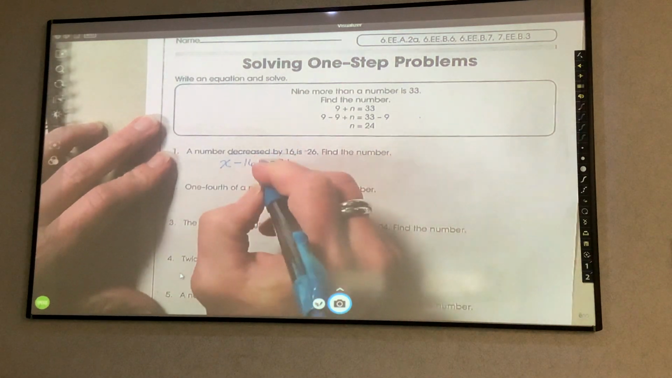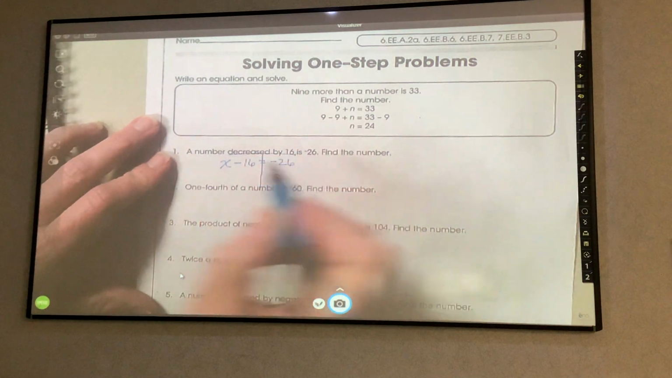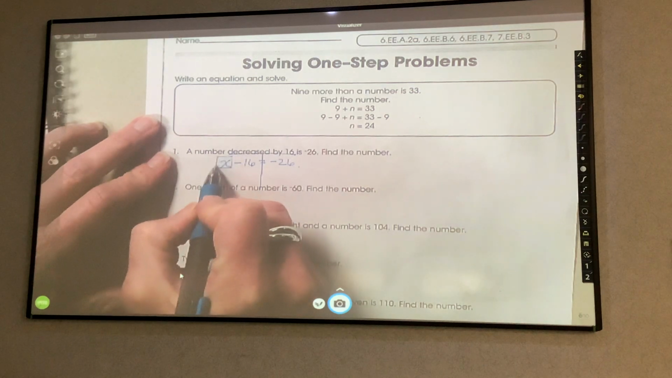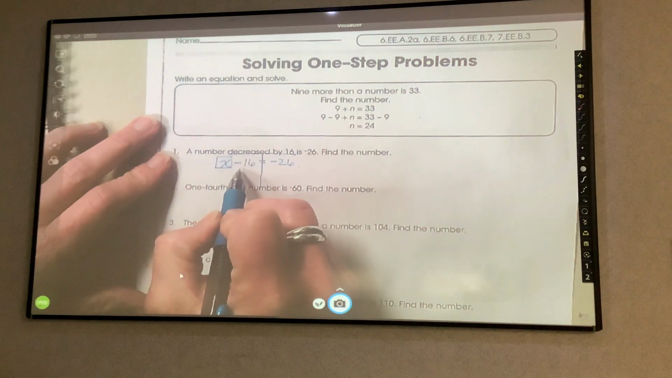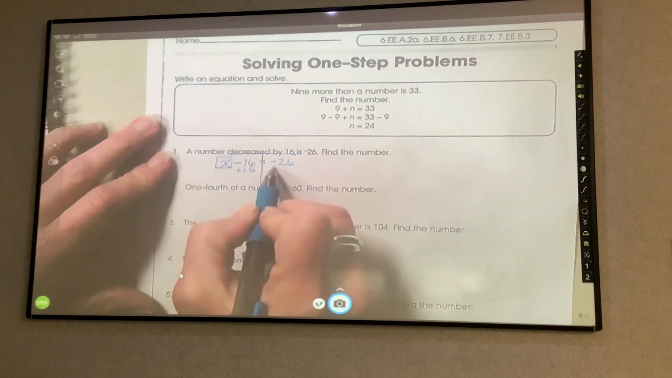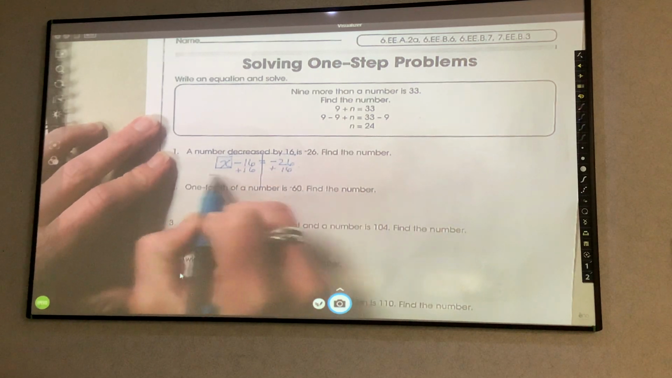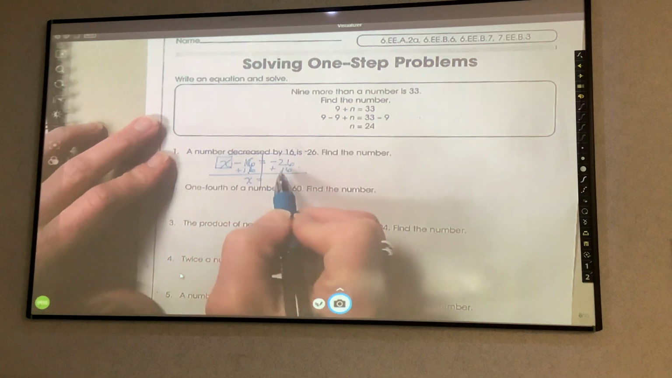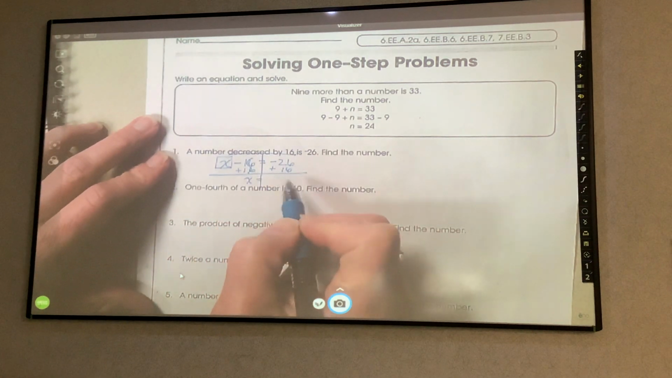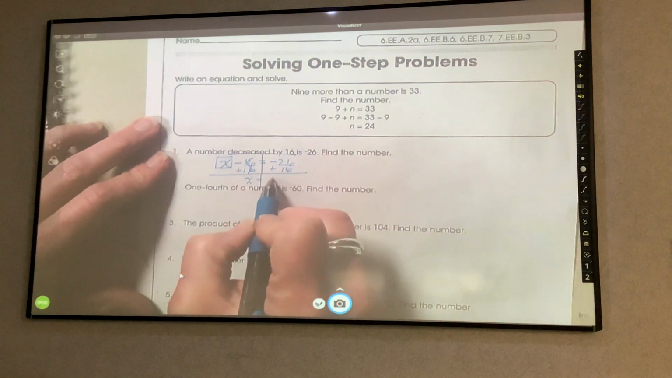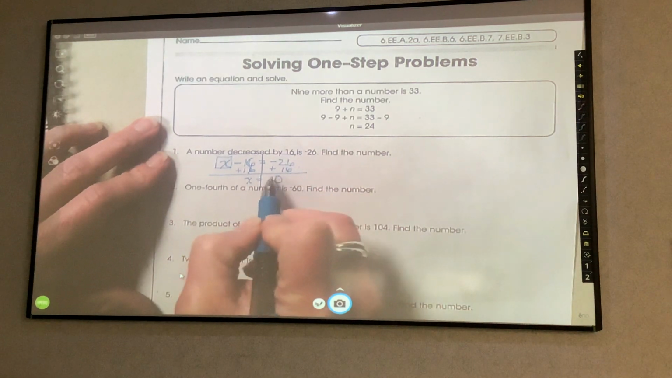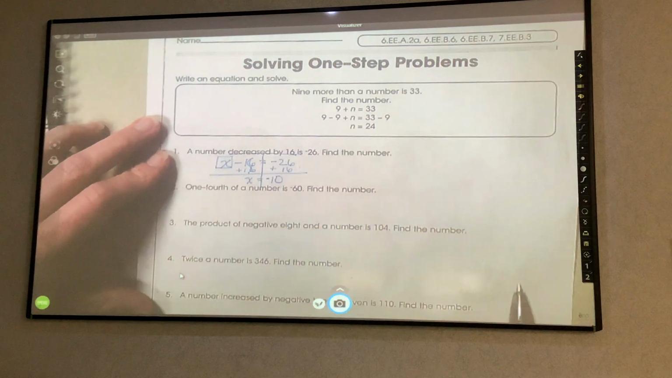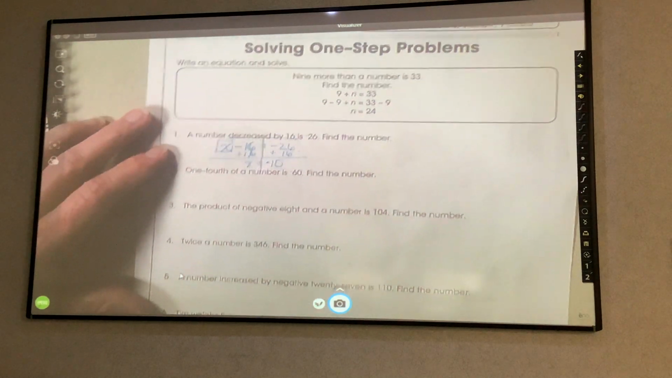Now to find the number, we do what we do on our bell work. Box up the x. This is like subtracting, so we're going to add 16 to both sides. These cancel each other out, so I'm left with x equals, and a negative plus a positive you subtract. So 26 minus 16 is 10, but then you keep the sign of the bigger number. So x equals a negative 10.